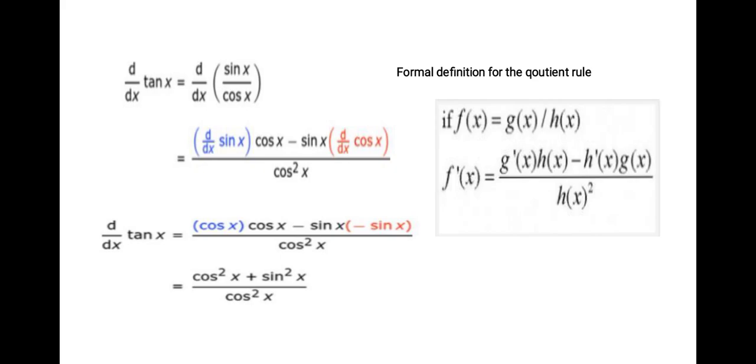Formal definition for the quotient rule. If f of x is equal to g of x over h of x, then f prime of x is equal to g prime of x multiplied by h of x, minus h prime of x times g of x, all over h of x squared.